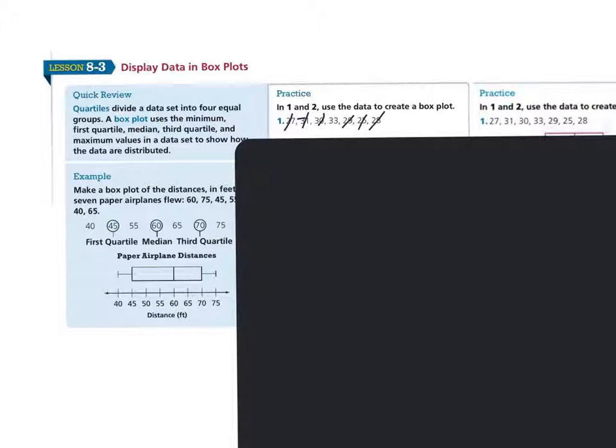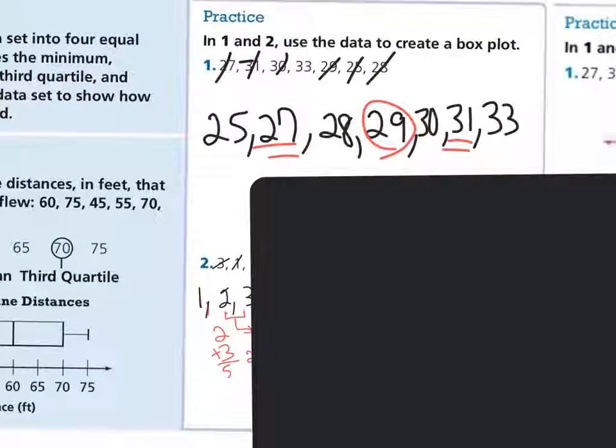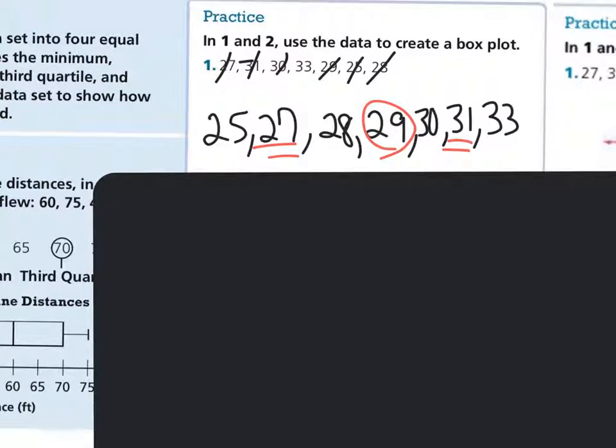Lesson 3 was on box plots. So number 1, first of all, we would need to put the numbers in order from least to greatest. Once you put them in order, there are 7 numbers, so we have a definite middle number here, which would be 29. Below that, we have 3 numbers, so we have a definite middle number there, which is 27. That would be our first quartile or lower quartile. Above that, we have 3 numbers, so we have a definite middle number above the 29, which is the 31. So 31 would be our third quartile or upper quartile.